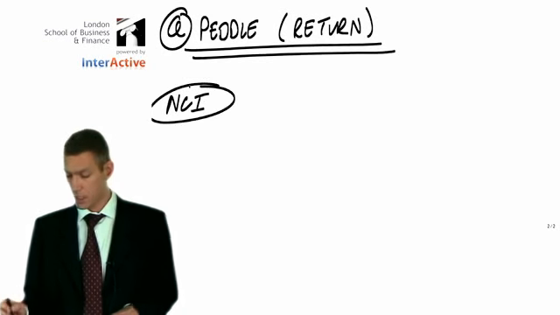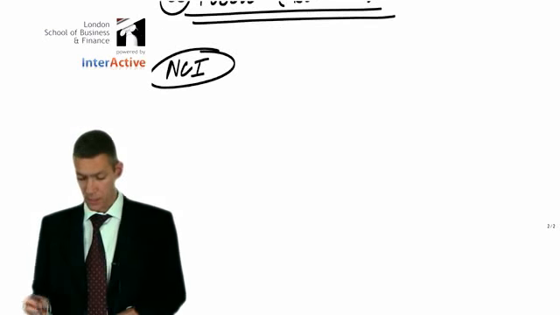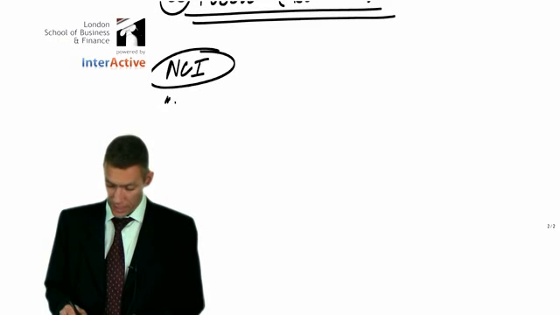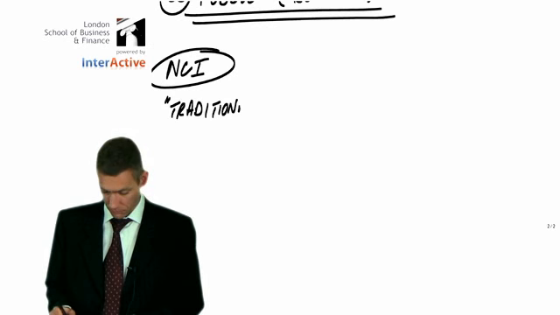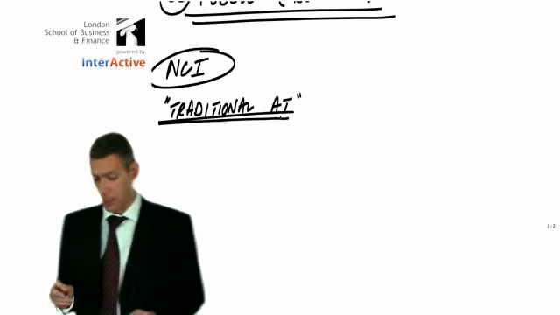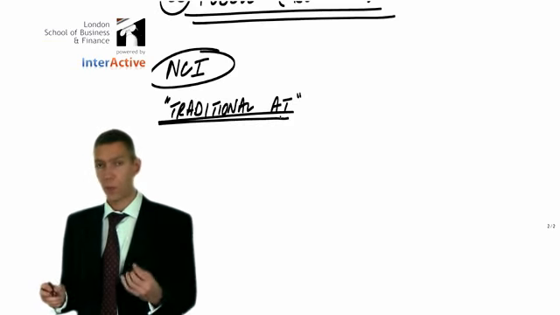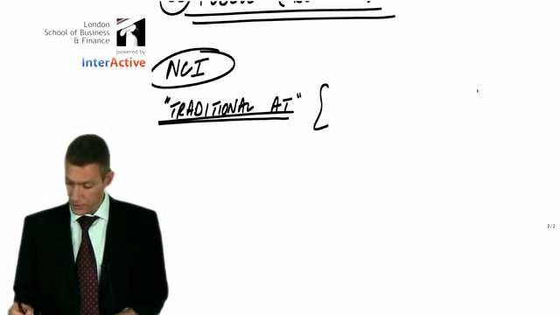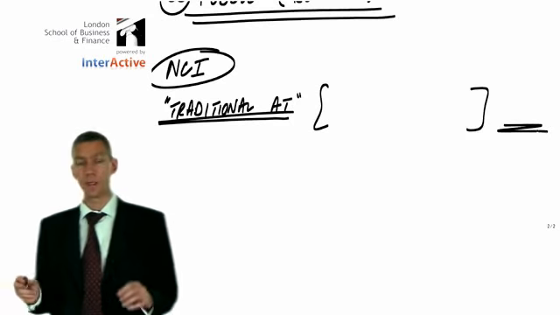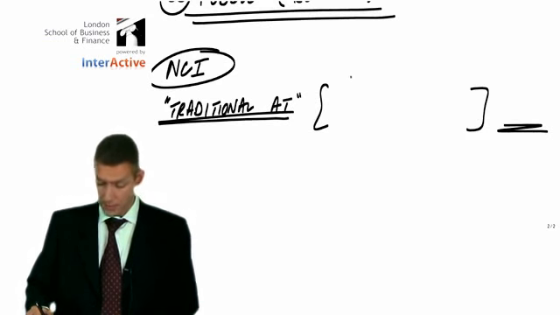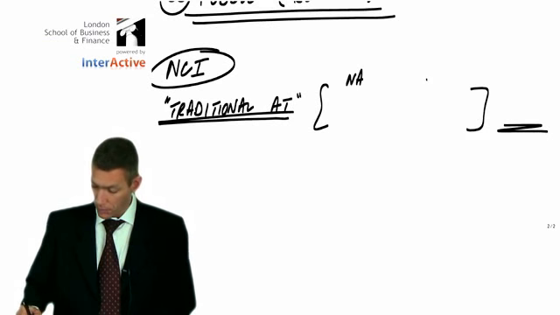Now I'm going to calculate NCI by two methods. I'm going to calculate NCI by the method that I just did, which is known as traditional at year end. And it's the old familiar way of calculating non-controlling interest. What we say is that the non-controlling interest has ownership of two things on the balance sheet. It has ownership of net assets, and it also has ownership of goodwill.